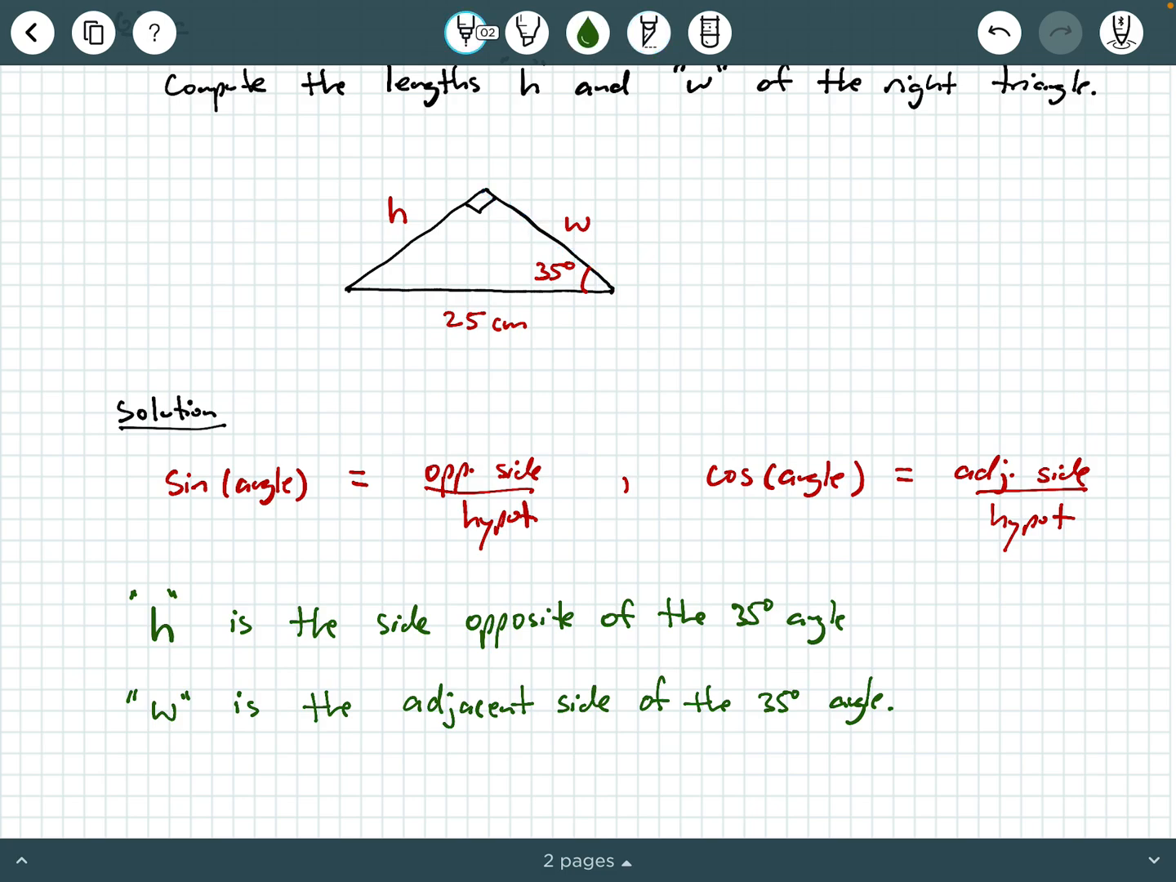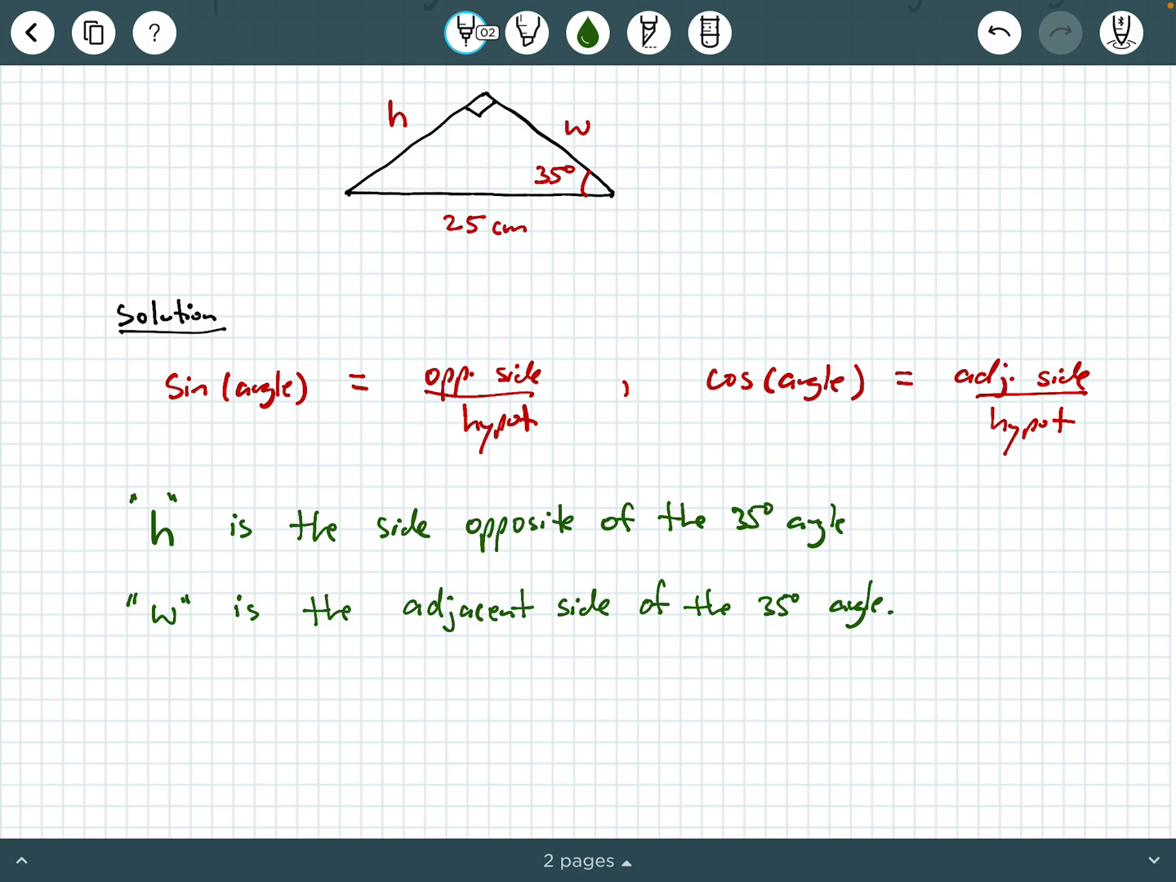So what we can do is use this information to set up our equations. We can say the sine of this 35-degree angle is equal to opposite over hypotenuse. So that's equal to h over 25 centimeters. And then we're going to put a comma here, and we can cross multiply this 25 centimeters to the left side of the equation, and we can say h equals 25 centimeters times the sine of 35 degrees. And when we solve this equation, I'm punching this in my calculator. 25 times sine of 35 degrees is 14.34 centimeters, and that's one of our answers.